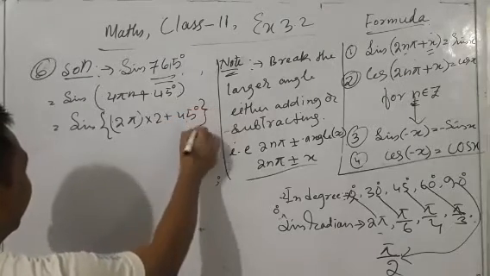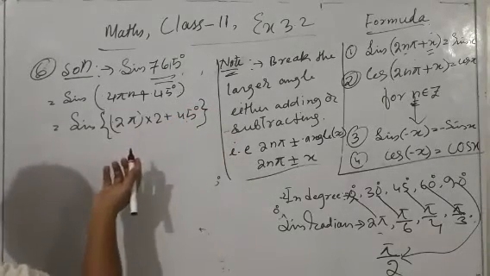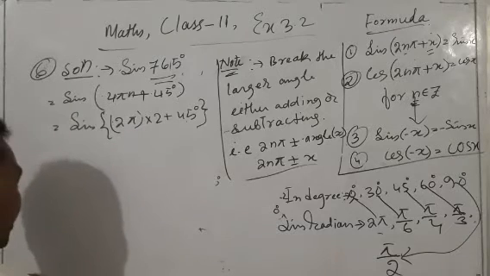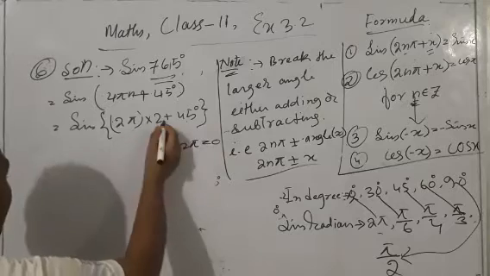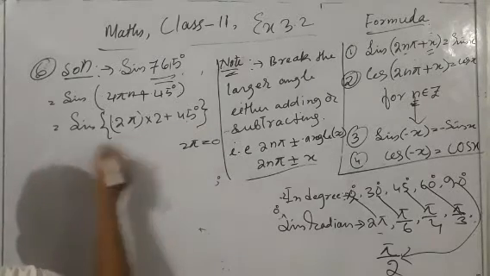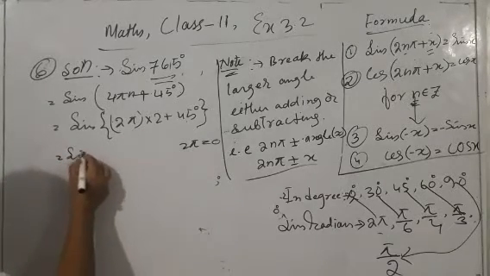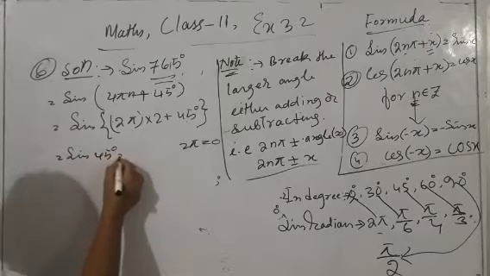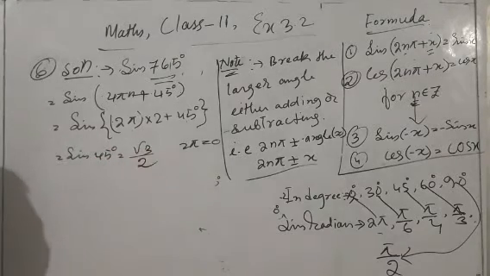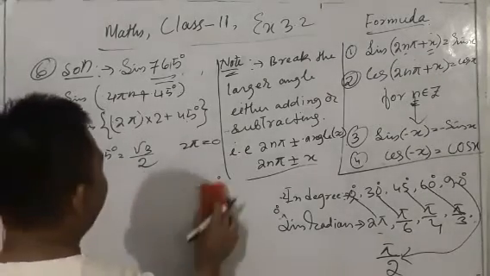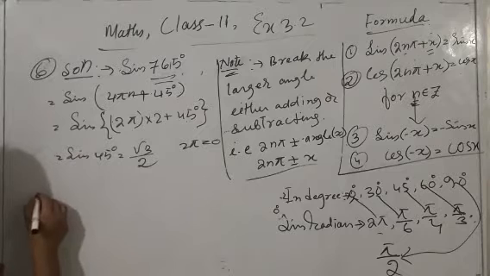45 degree. That means 2 pi equal to 0, right? 2 pi equal to 0. That means 0 into 2, there is 0. So what is that? 45 degree. So sine 45 degree equals what? Root 3 by 2. Root 3 by 2. Correct? Okay, fine.